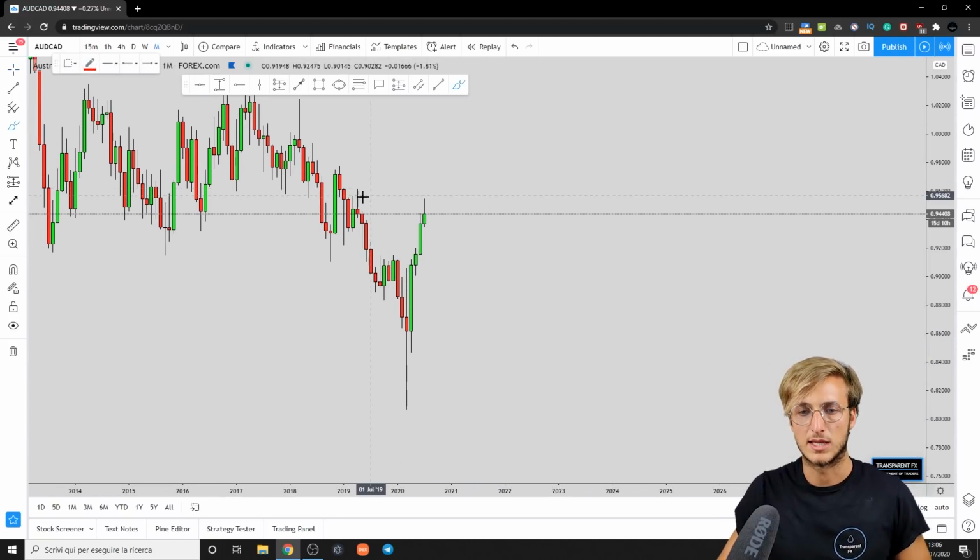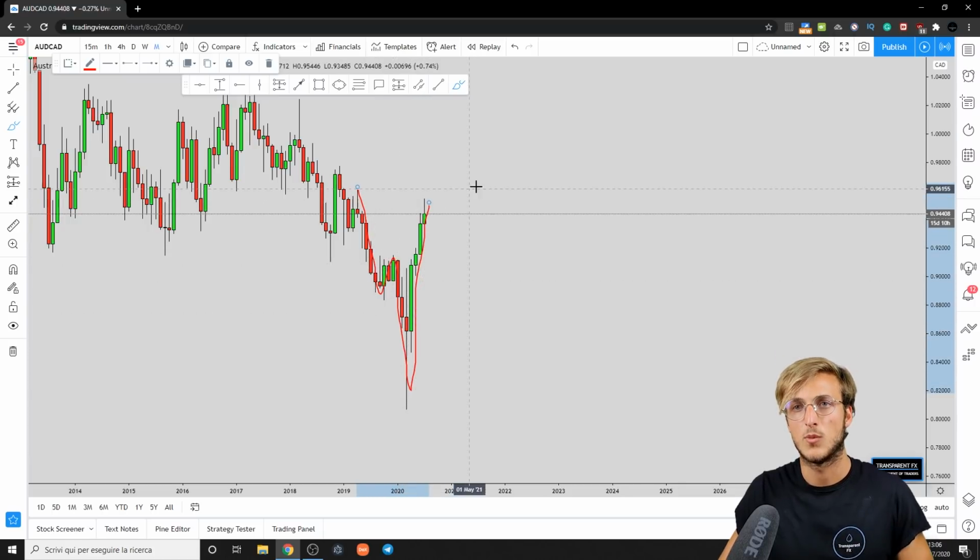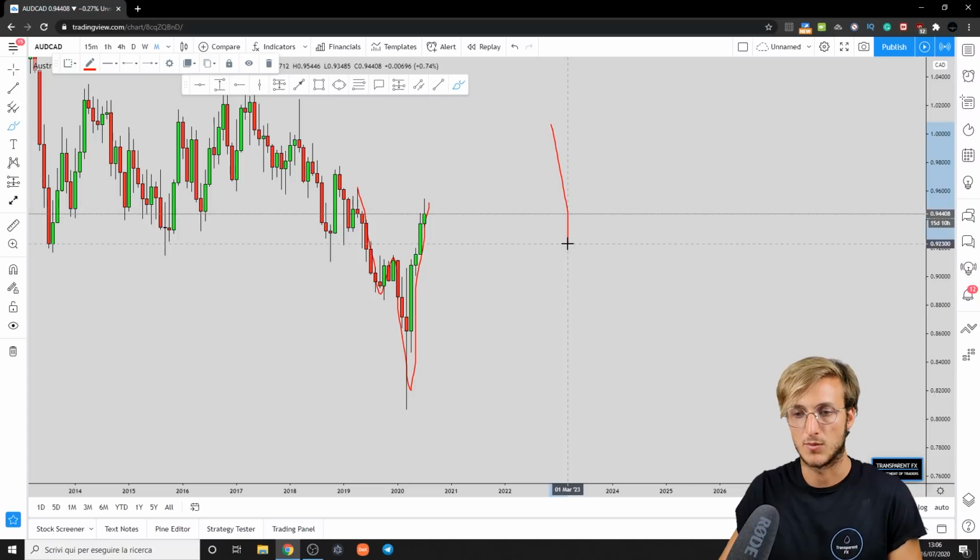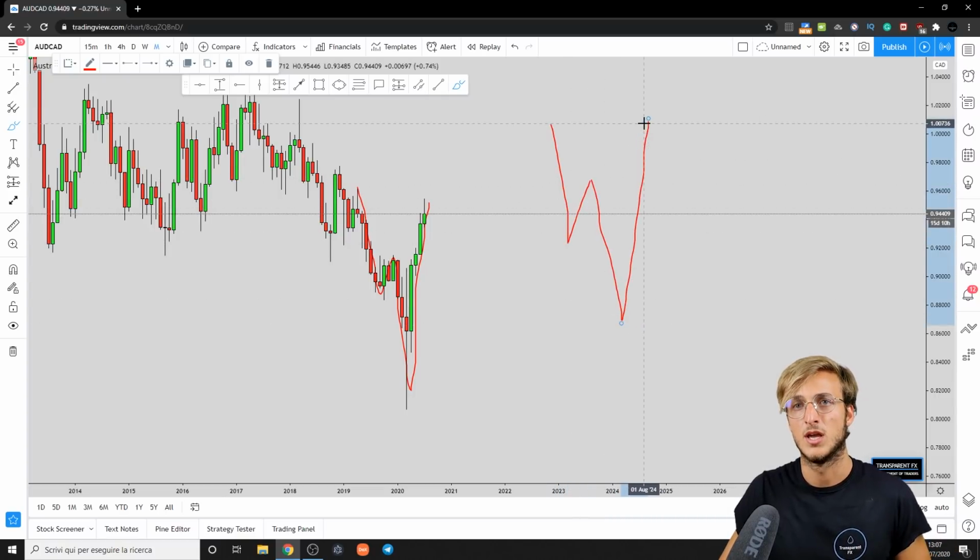On the monthly, what we can see is that the market has created a W formation, meaning that the market basically has created an impulse, a correction, a lower low, and a higher high. Now, in this case, it means that the market has created a bearish W formation. And this, like here, is an overextension in the market.